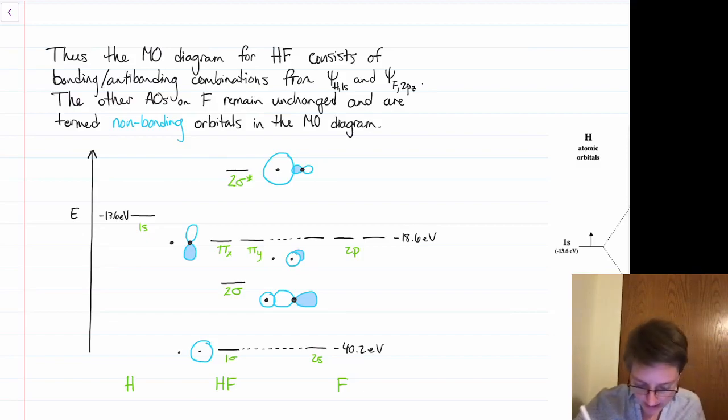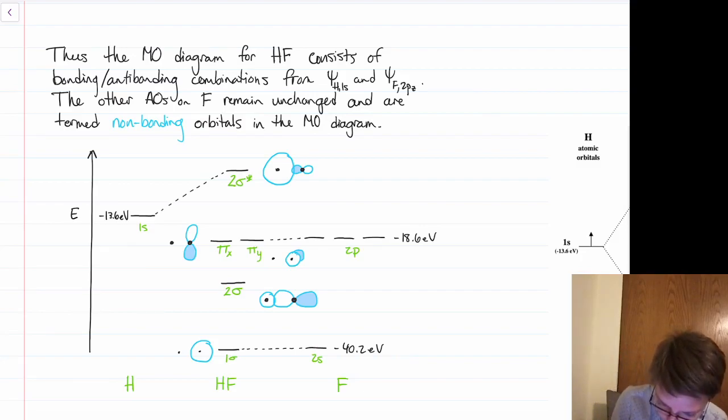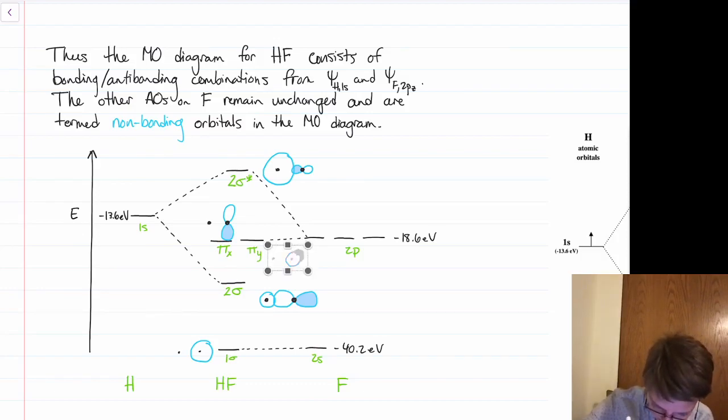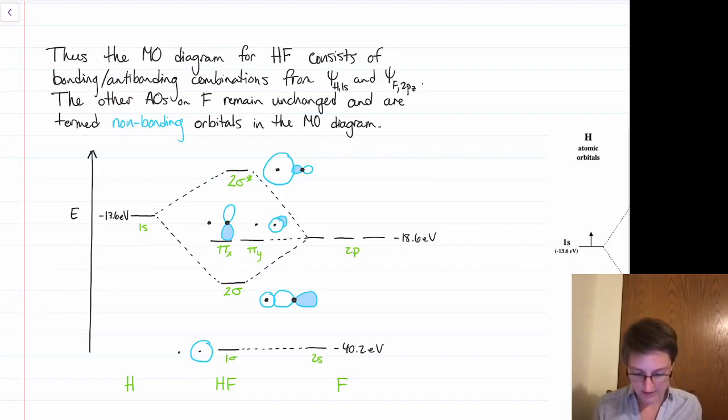There we go. And then, as always, we try and draw connecting lines to show that this antibonding orbital is formed from a combination of my 2p orbitals on fluorine and the 1s orbital on hydrogen. And we'll also depict that my bonding combination arises from an overlap of the 1s orbital and those same 2p orbitals. And there you have it.